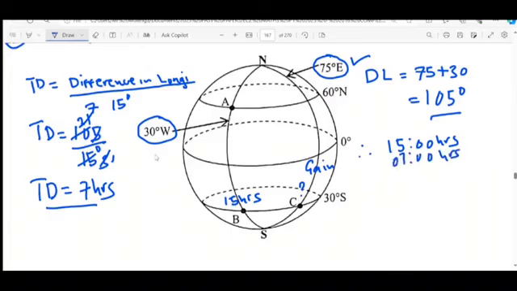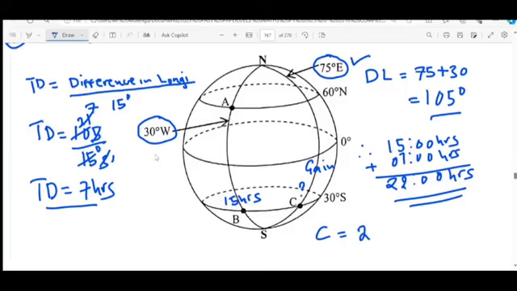So 15 hours plus 7 hours: 5 plus 7 gives us 12, 1 plus 0 is 1, plus that one is 2. So at C, the time will be 22 hours. Okay, so the time at C will be equal to 22 hours. This is how simply you can answer the question. I hope you have understood what I've explained here. So we have answered our question A. Let us now answer our question B.